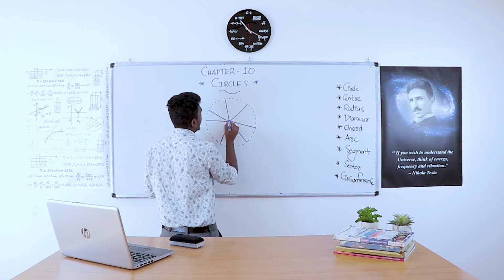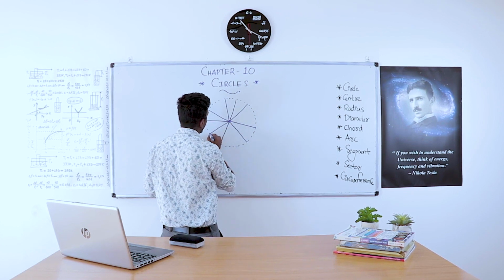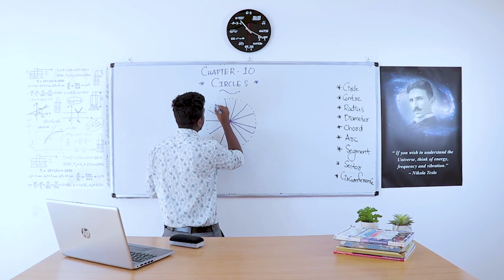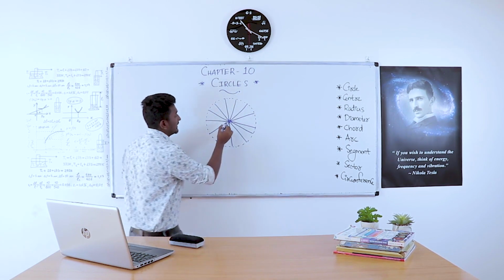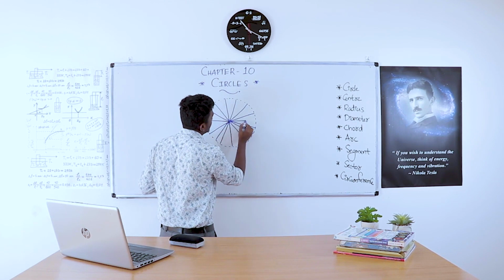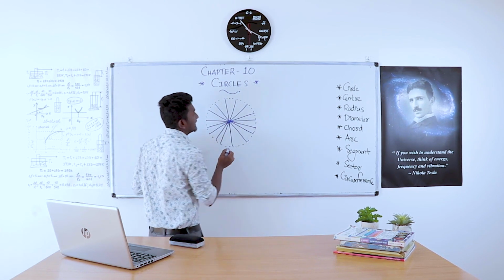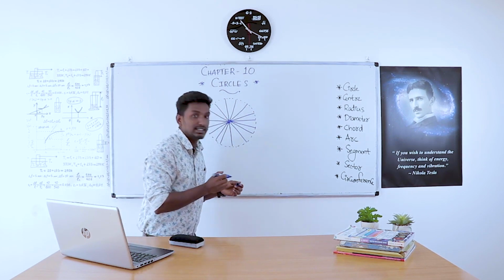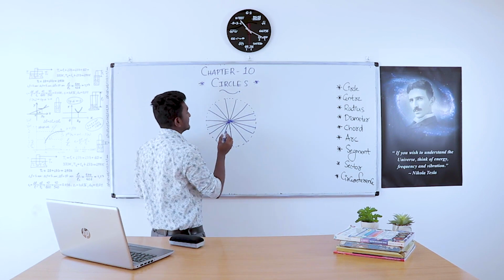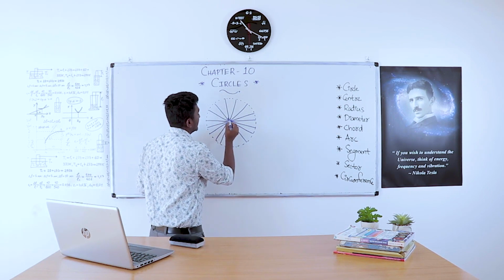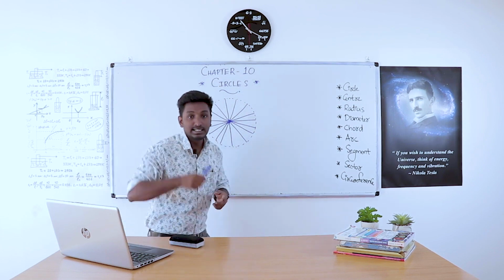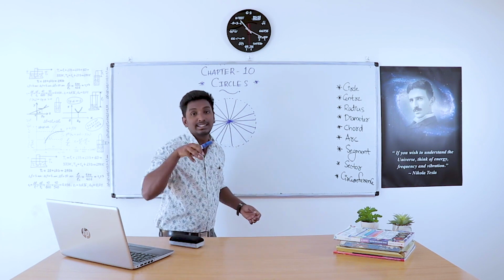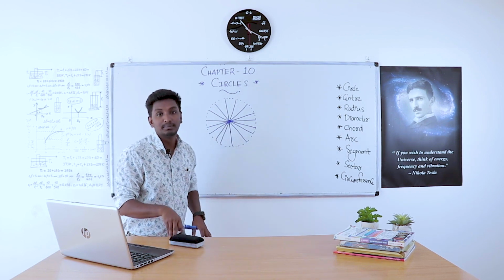When taking all distances from this fixed point to the points on the circle, all these distances should be the same. If all these distances are the same, then this collection of points can be called a circle. Clear? Now you can define a circle as a collection of a large number of points which are at a fixed distance from a fixed point.